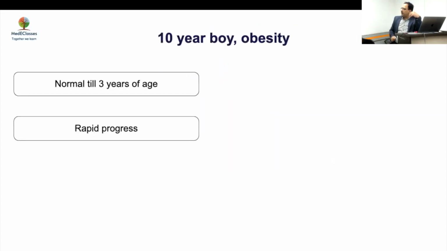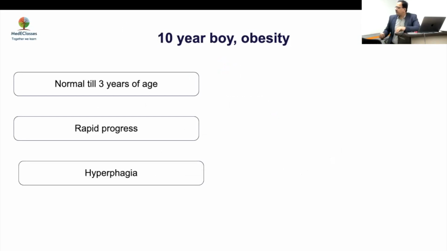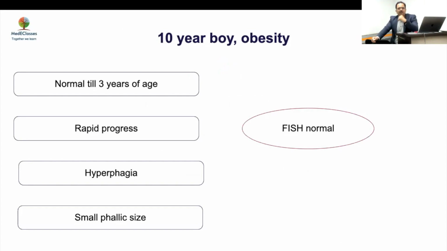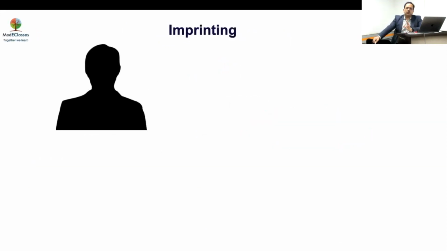The classical example of this is this disease. Normal till 3 years of age, then rapid progression of obesity, hyperphagia, small phallic size. You think it looks like Prader-Willi syndrome. You send a FISH, but that is normal, because the problem can be at the methylation level. So some basic genetic information becomes important, because 5% may actually have a methylation problem and FISH will be normal. We'll talk about what FISH is.